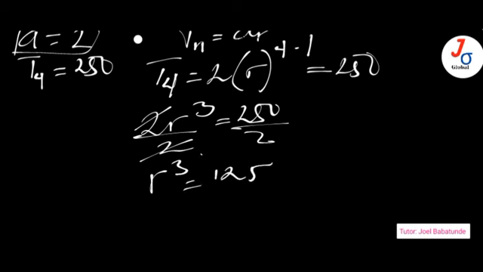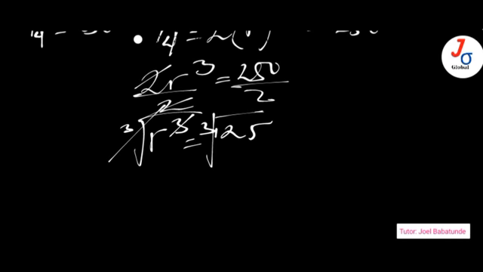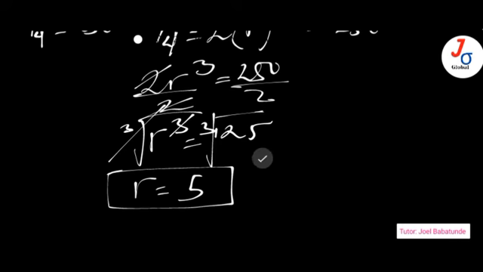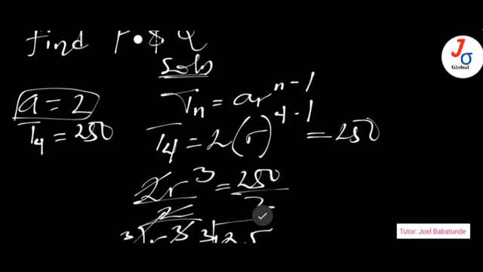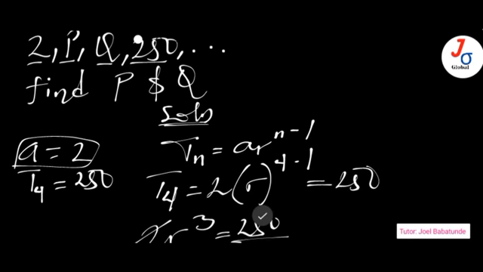So I can take the third root of both sides. So 3 cancels out the root. And so R becomes the third root of 125. I think that's 5. 5 is the cube root of 125. So R is equal to 5. So we are asked to find what exactly? The second term and the third term.